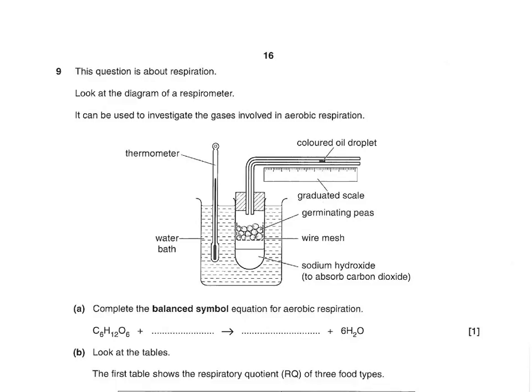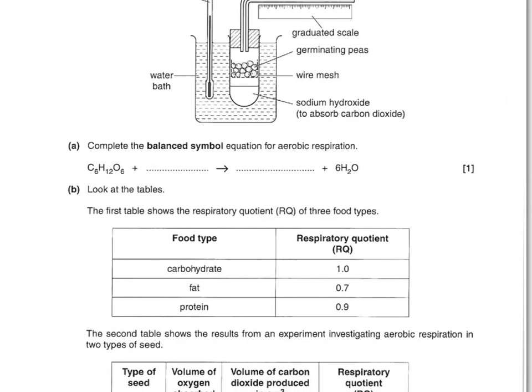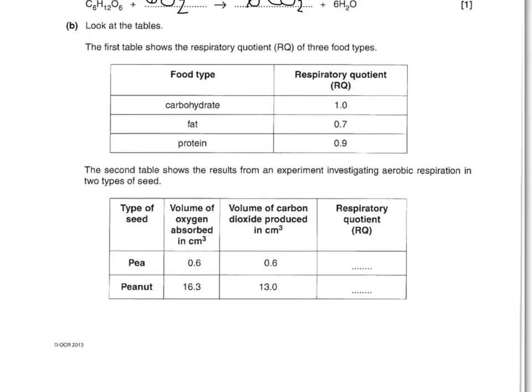Next question says, this question is about respiration. Look at the diagram of the respirometer. It can be used to investigate the gases involved in aerobic respiration. It says, complete the balanced symbol equation for aerobic respiration. So, glucose, which is what this symbol here is, will react with oxygen, which the symbol is O2. And remember, we breathe out carbon dioxide, so that must be a product of this reaction. And then to balance it, you just need 6 carbon dioxides and 6 waters. This next bit is to do with the 6-mark question on the next page, which I said I would leave.